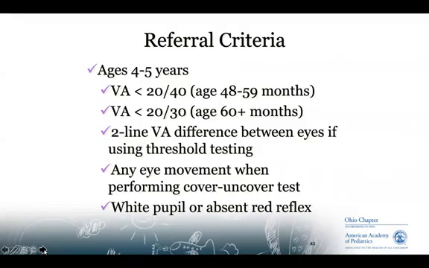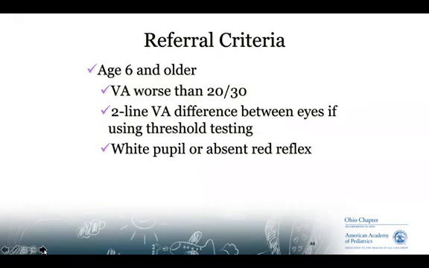If you are doing threshold testing and you have a 2-line visual acuity difference between both eyes, you should consider referring. Also refer for any eye movement when performing the cover-uncover test, and again, if you see a white pupil or an absent red reflex. And then finally, age 6 and older, again, as I said previously, visual acuity worse than 20/30, a 2-line visual acuity difference between eyes if you're using threshold testing, and again, white pupil or absent red reflex.